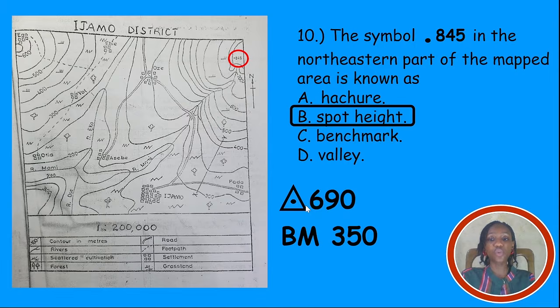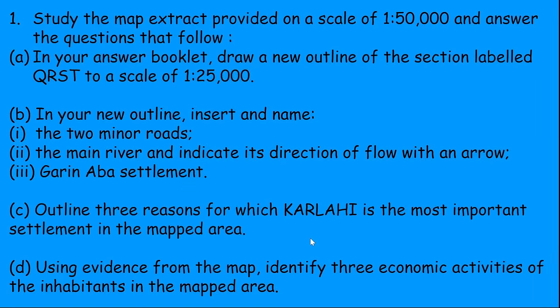So now let's move on to the practical geography aspects. Study the map extract provided on a scale of 1:50,000 and answer the questions that follow. In your answer booklet, draw a new outline of the section labeled QRST to a scale of 1:25,000. In your new outline, insert and name the 2 minor roads, the main river, and indicate its direction of flow with an arrow, Garin Abba settlements.